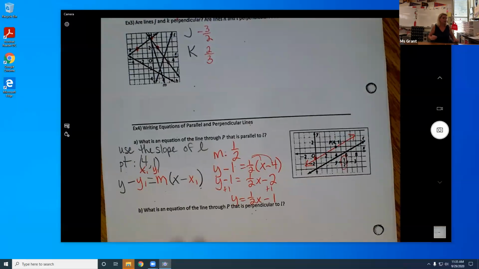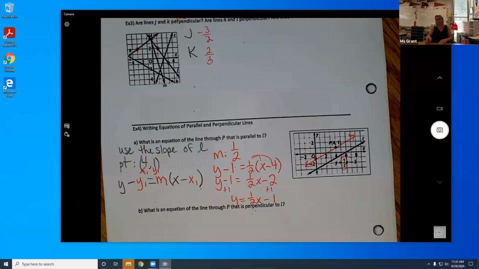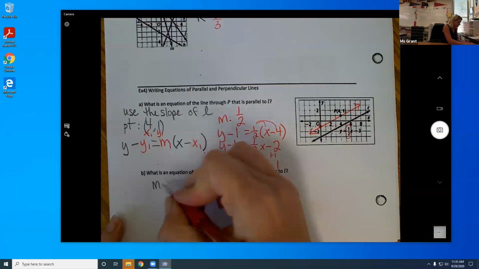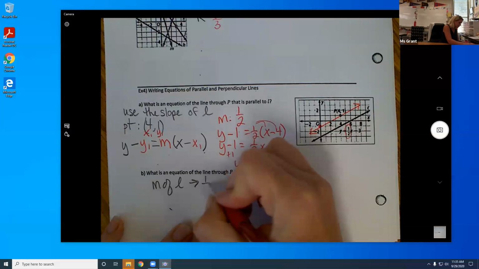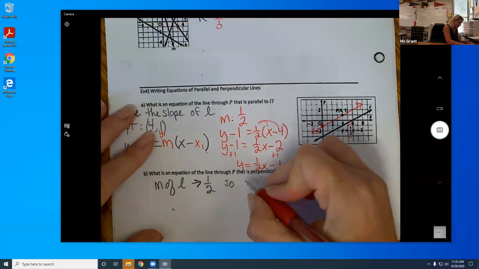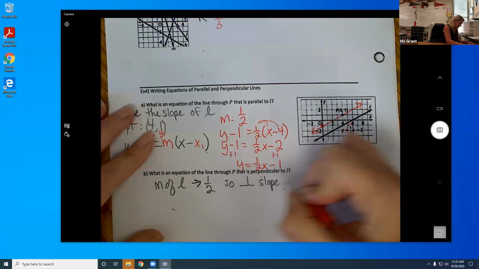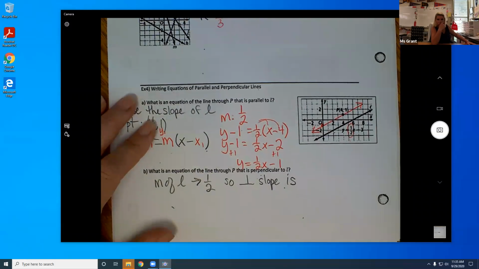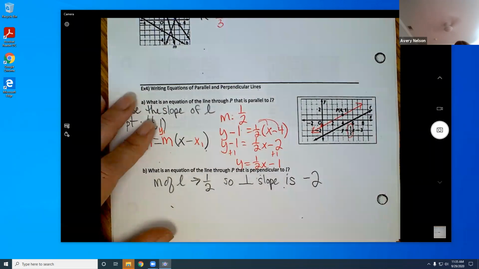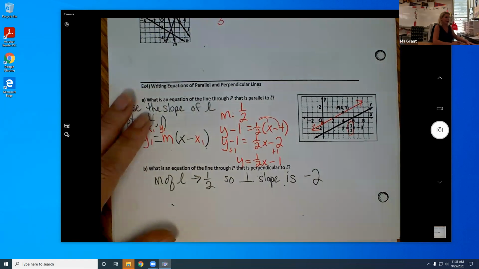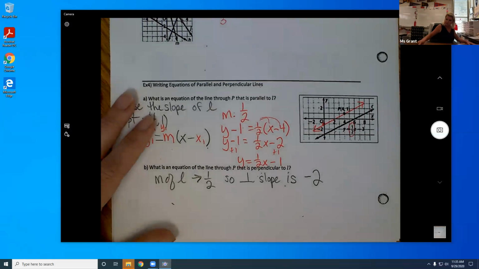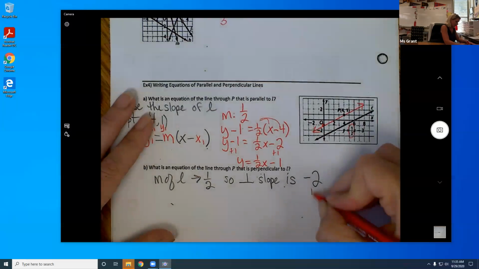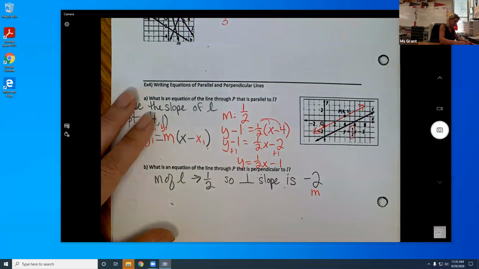Good. Now I want to know one that's perpendicular. So I think I need to move my slope of L was 1/2. So my perpendicular slope is, what's the slope perpendicular to 1/2? -2. -2, that's the slope that's perpendicular to 1/2. So that's what I'm going to use as my M. And I'm still going to use the point 4, 1.